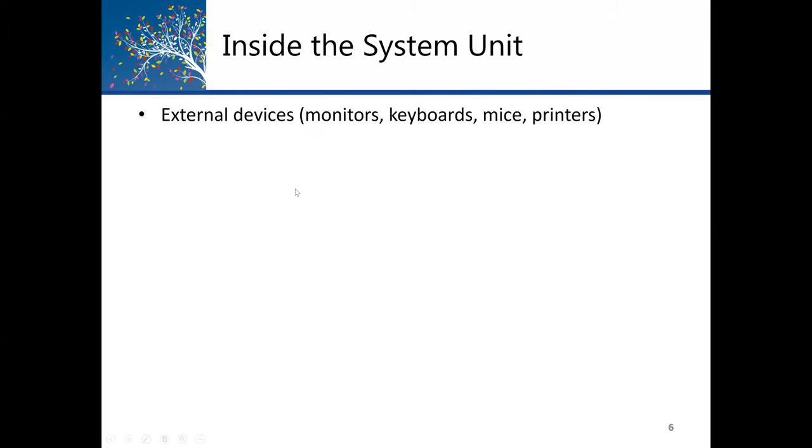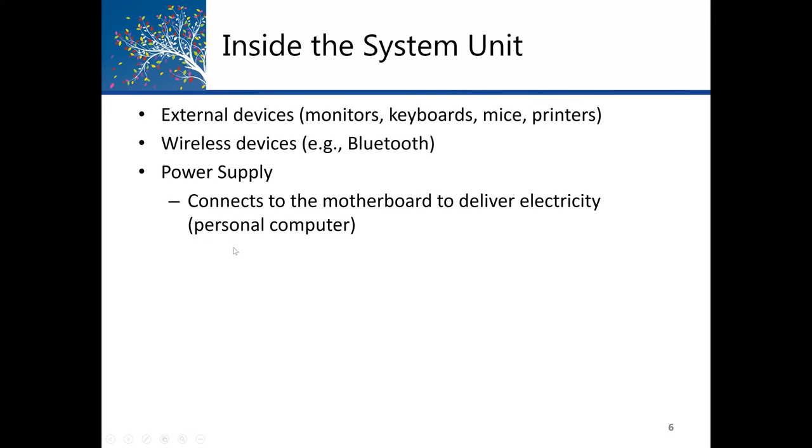We also have external devices such as monitors, keyboard, mouse, and also printers. Normally, external devices are called the peripheral devices. We also have wireless devices such as the Bluetooth. We also have the power supply. And the power supply, normally, as we said earlier, connects to the motherboard. And the goal is to deliver electricity to the system, to the personal computer.